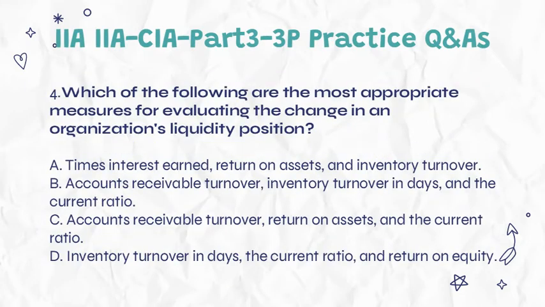4. Which of the following are the most appropriate measures for evaluating the change in an organization's liquidity position? A. Times interest earned, return on assets, and inventory turnover. B. Accounts receivable turnover, inventory turnover in days, and the current ratio. C. Accounts receivable turnover, return on assets, and the current ratio. D. Inventory turnover in days, the current ratio, and return on equity.